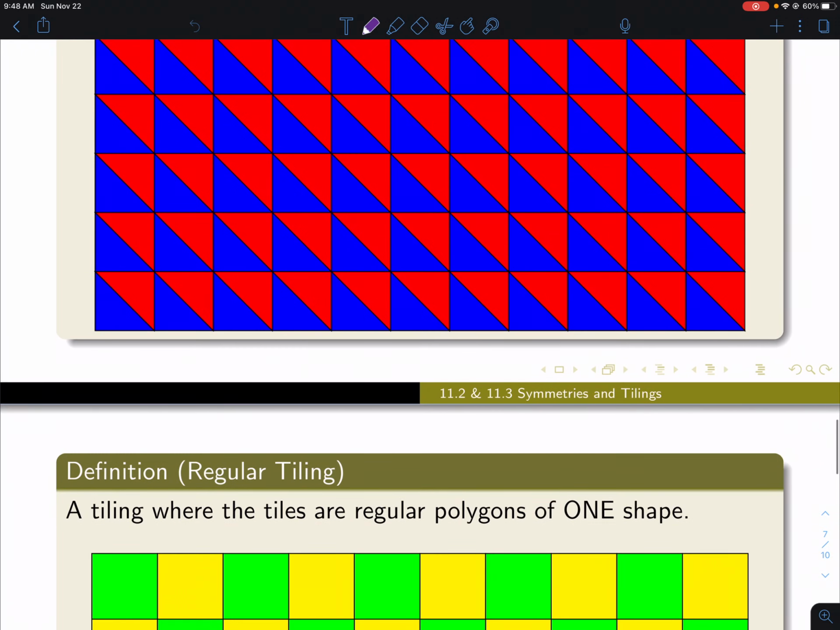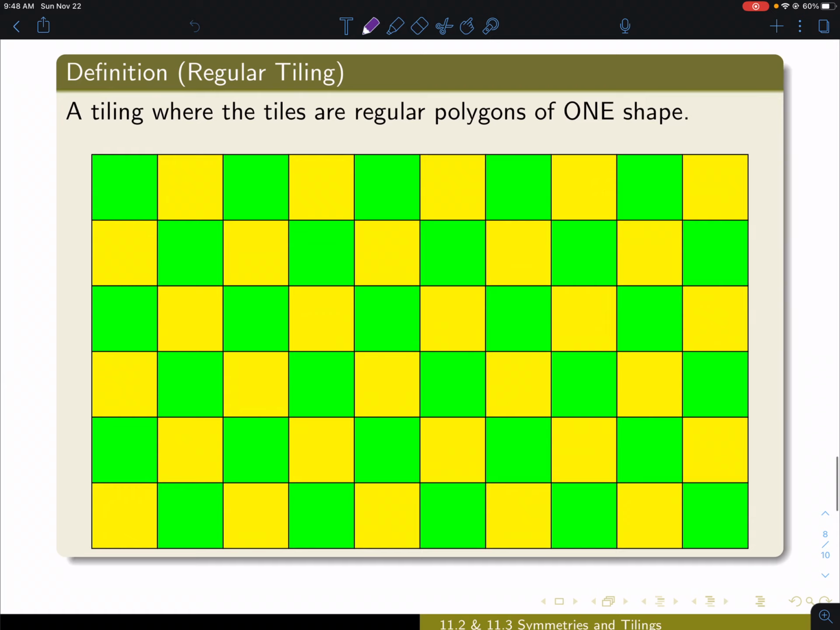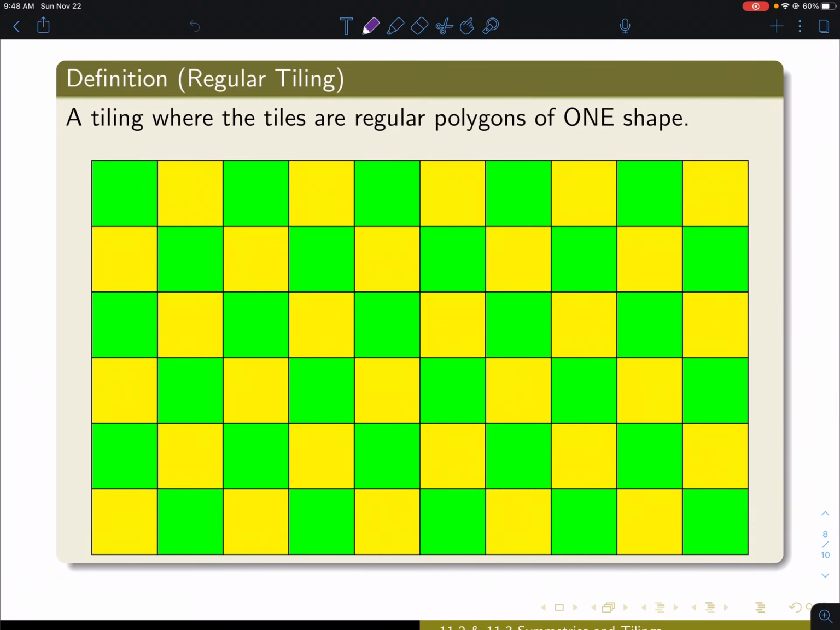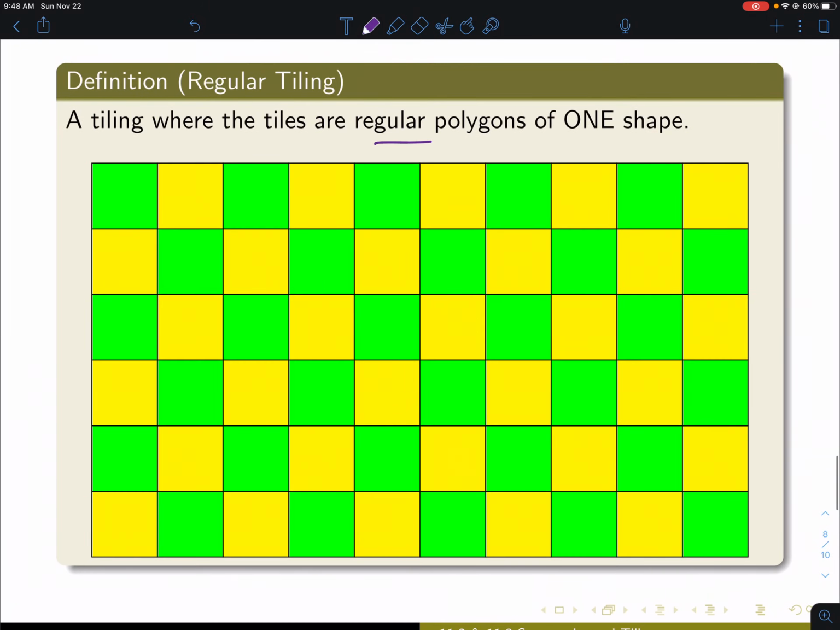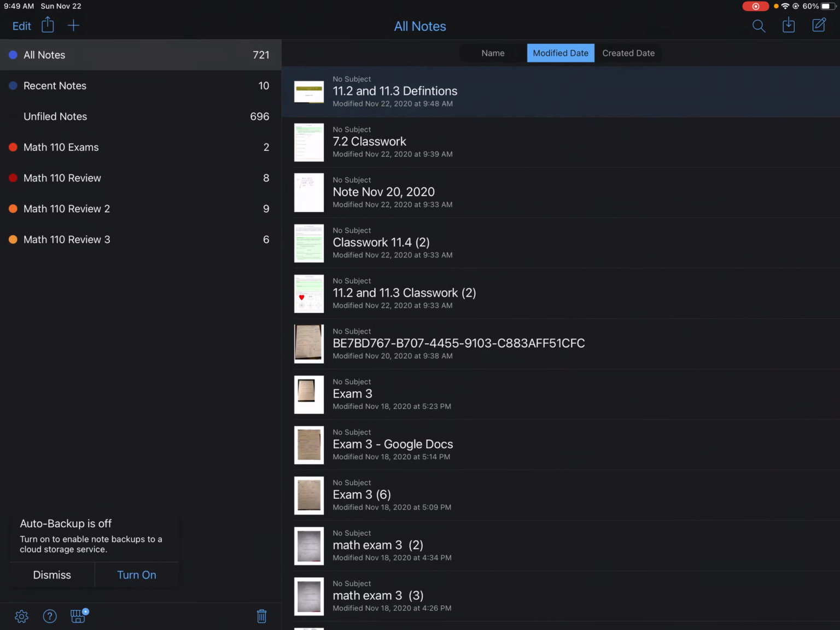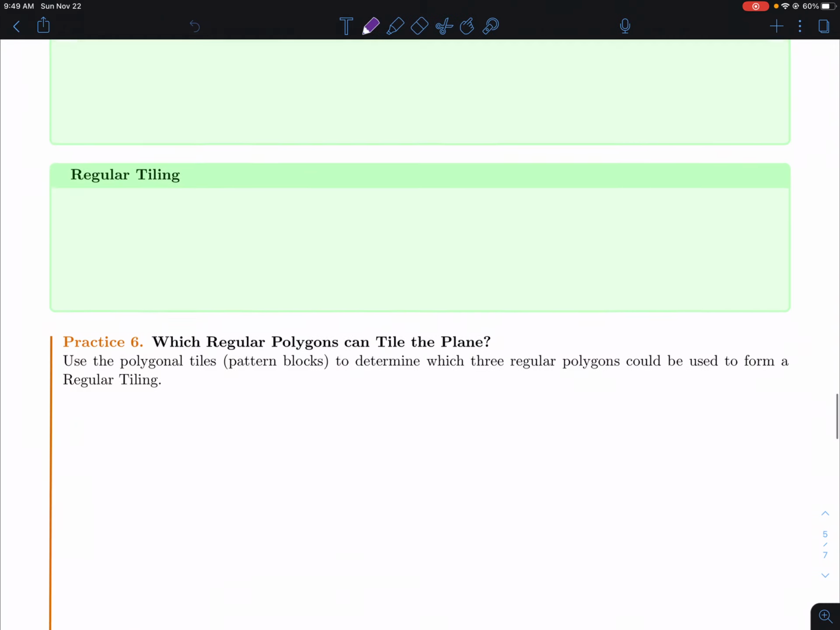And so a regular tiling is a tiling where the tiles are regular polygons of one shape. So in this case, since it's regular polygons, we're looking at equilateral triangles, squares, pentagons, hexagons, things like that. And it turns out, and we're going to see this in a second, that not every regular polygon can actually form a tiling.